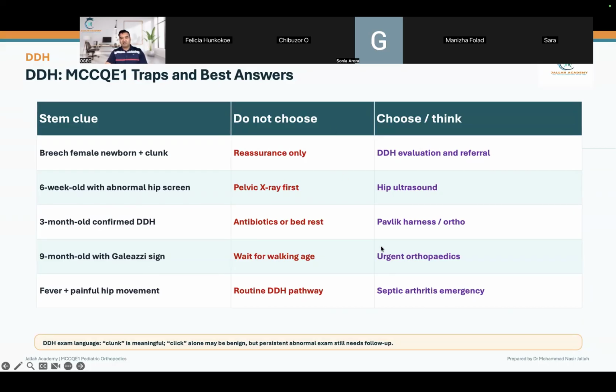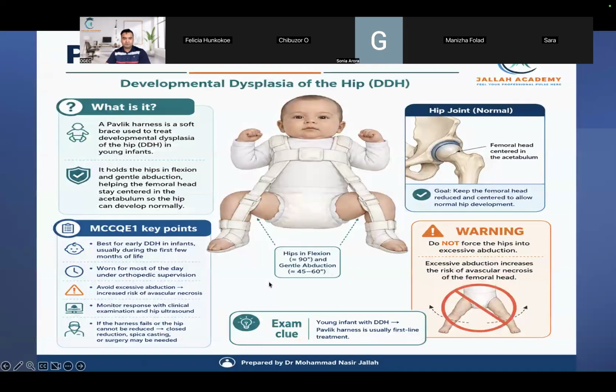It means I have to involve the specialist. Urgent orthopedic referral. Fever, painful movement. We all know if you have joint pain, you have systemic symptoms, and you look toxic, this is septic arthritis until proven otherwise, regardless of the age. DDH exam language: clunk. A clunk is that sound, and it is meaningful. Click alone may be benign, but a persistent abnormal exam still needs follow-up.